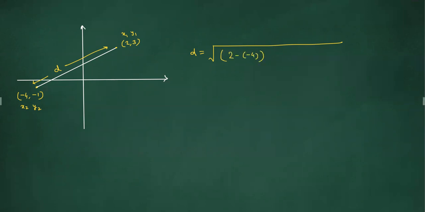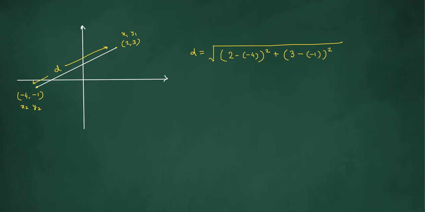To find out the distance between these two points, this is the line which is joining these two points. If the distance between them is d, then we can find out d is equal to root over of (x1 minus x2) whole square plus (y1 minus y2) whole square. Let's say this is x1, this is y1, this is x2 and this is y2. x1 minus x2, what is that going to be? 2 minus minus 4, whole square, plus y1 minus y2, that is 3 minus minus 1, whole square.